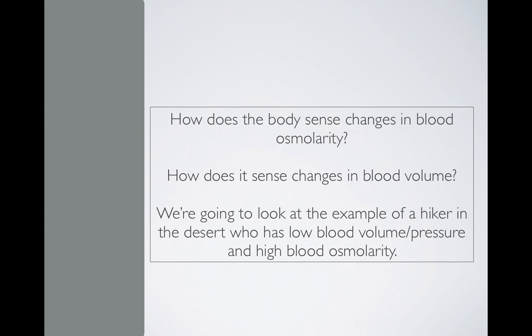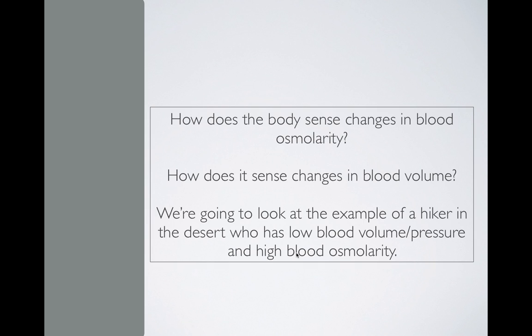So as an example, we're going to take a look at somebody who, say, has been hiking for 3 days in the desert. As a result, they've lost a lot of water from their body, which means they have a low blood volume, low blood pressure, and the blood that is remaining has a very high osmolarity. All right, so how can we basically fix this person's problem? Try to increase their blood volume and decrease their blood osmolarity.